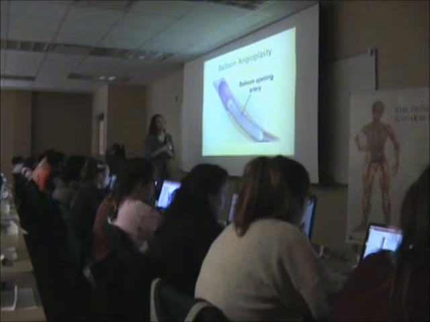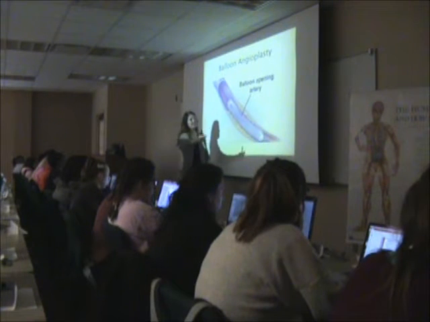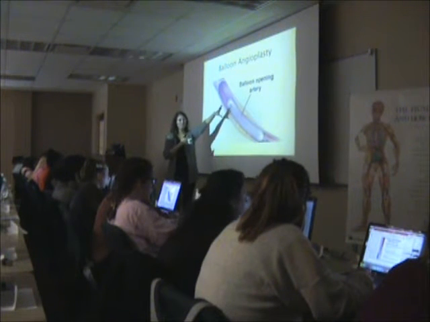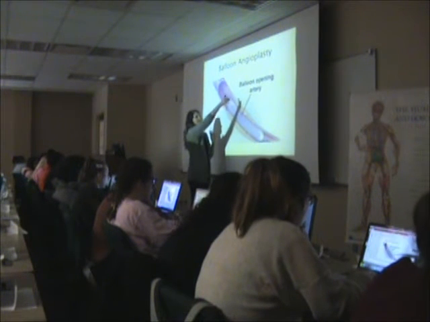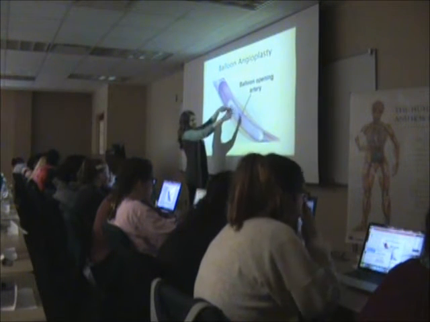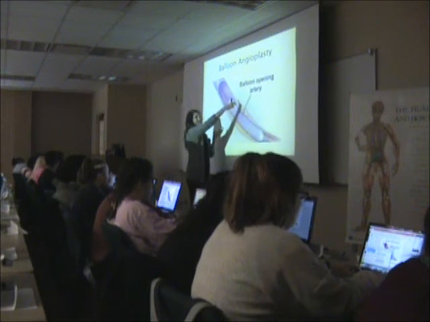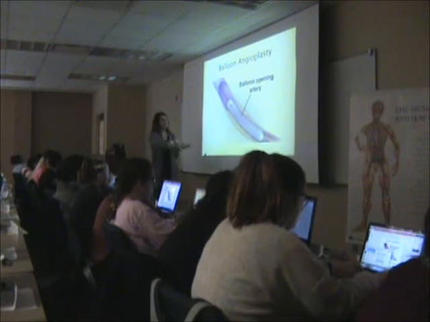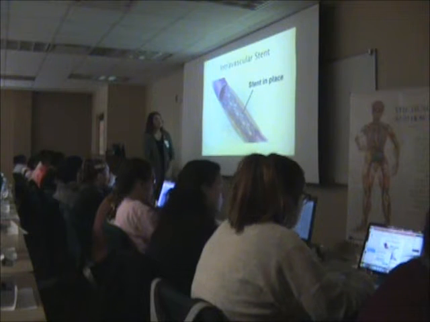So here's the picture of the balloon. So it just gets inserted into the artery, goes to the area where there's blockage, it inflates. So think about that picture that I showed you earlier about the blockage. Okay, it inflates, pretty much pushes that plaque out of the way, and then they go in there and put a stent in.